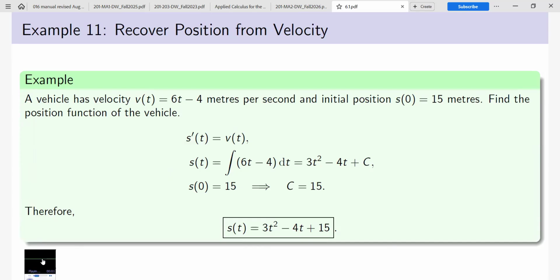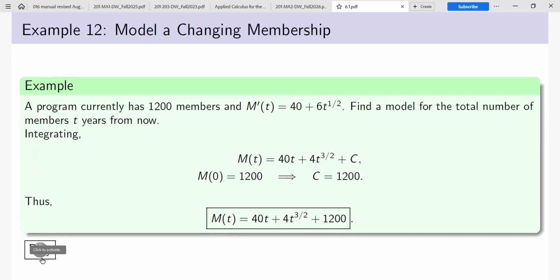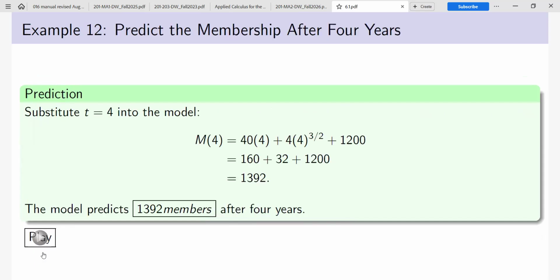Velocity is the derivative of position. Integrating velocity gives the position family, and the initial position selects the correct member of that family. The membership rate gives the derivative of total membership. The current membership corresponds to time 0 and determines the constant. Once the total quantity model is known, a prediction is simply a function evaluation.